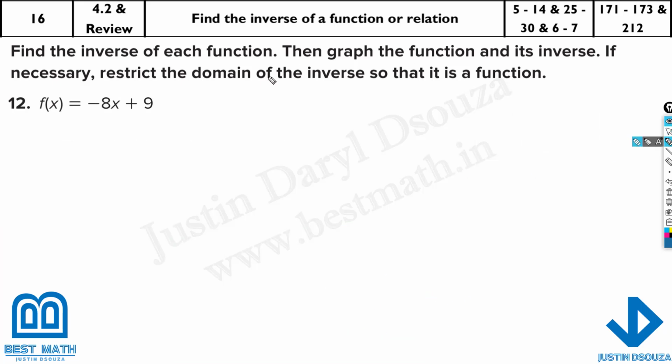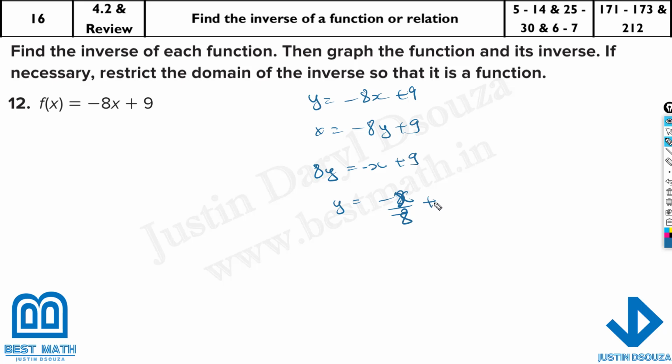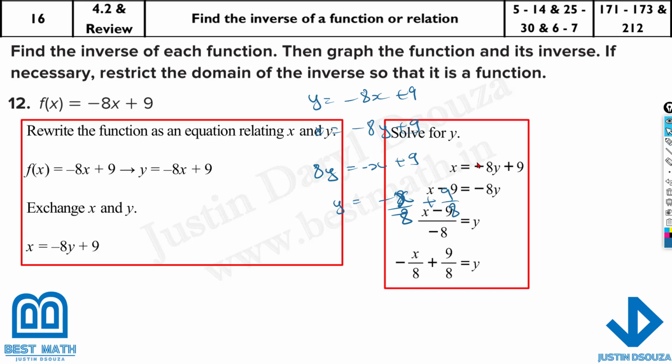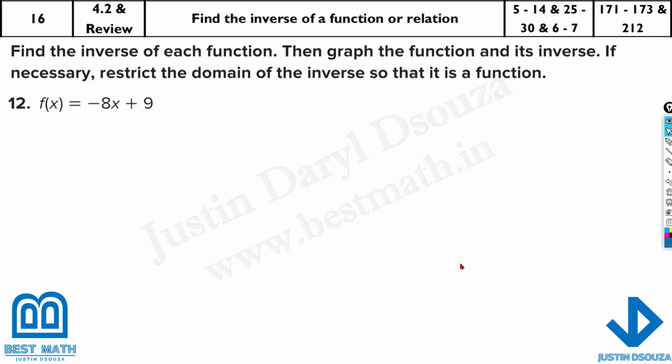Now this one here will be y is equal to minus 8x plus 9. It'll be, let's take this swap first, x is equal to minus 8y plus 9. Let's take the y to the other side. It'll be 8y is equal to minus x plus 9, and y equals minus x by 8 plus 9 by 8. This will be the final answer. It's negative x by 8 plus 9 by 8. That is the inverse function.